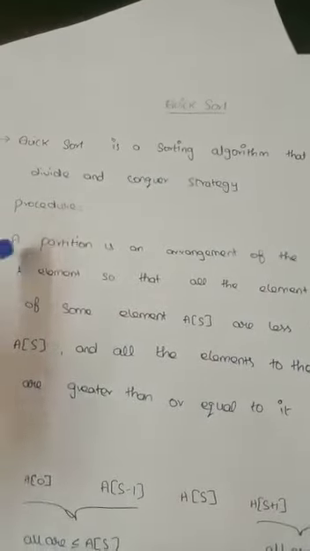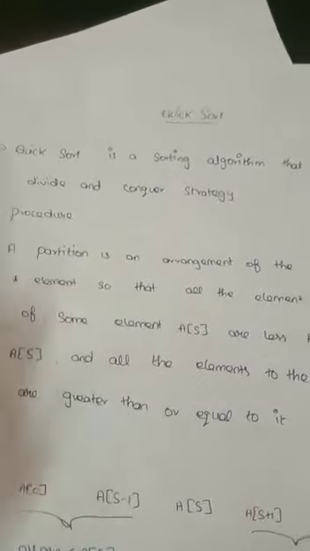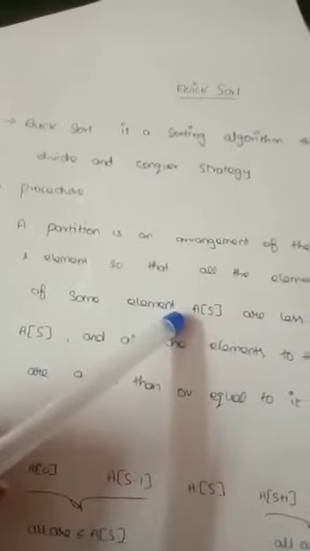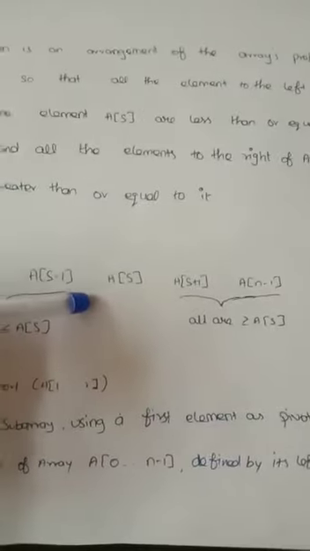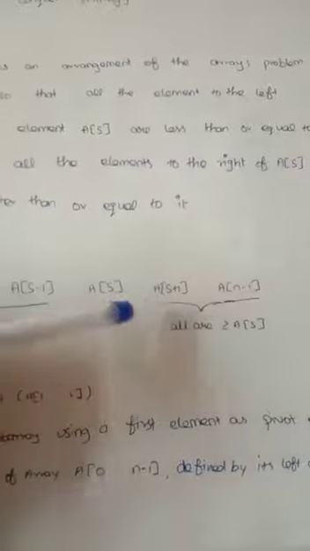The procedure we are going to use for quicksort is the partition procedure. So take some element a of s, and the left side of the element a of s should be lesser than the middle element a of s, and the right side should be greater than a of s. Now we are going to take a look at the algorithm of quicksort.